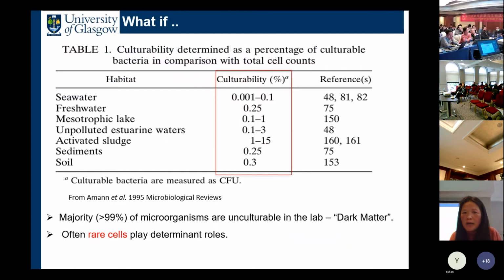Okay, so that is one part of the story. Now, there are many microorganisms in the environment, in our gut, and the majority of them are not culturable. So we term them dark matter. But similarly, very often it is rare cells in the dark matter that play an important role and have a key function. So what will we do?